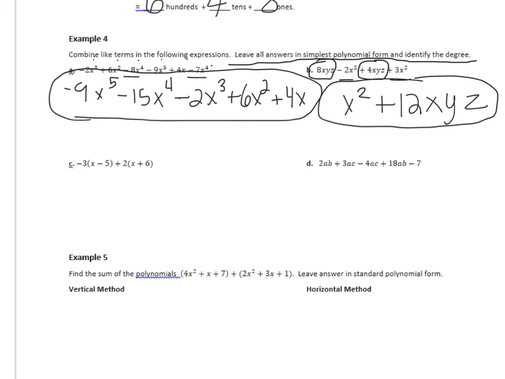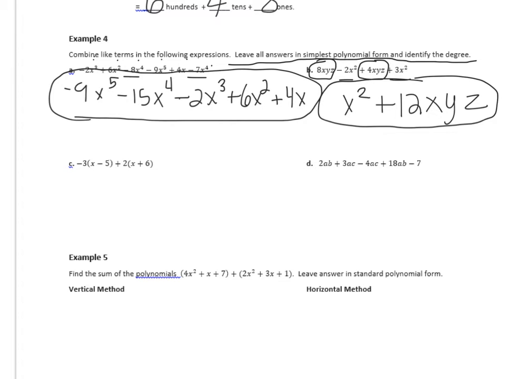Looking at example C, you see there's some parentheses in there. You can't combine like terms until you get rid of those parentheses. So we're going to have to use one of our properties that we learned in lesson 1.3, the distributive property, and that'll help us get rid of the parentheses.